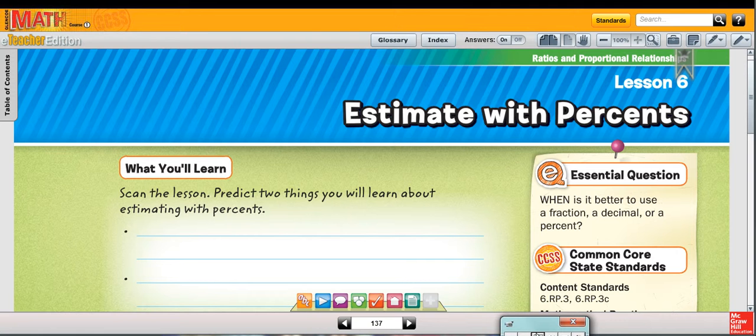All right, turn in your textbook to page 137. This is going backwards. We're going to estimating with percents. And at this time, go ahead and pause the video, complete the what you'll learn and the real world link.